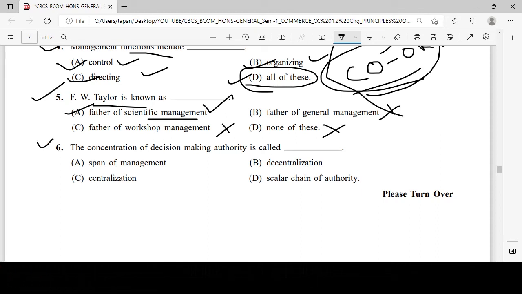Number 6. The concentration of decision making authority is called centralization. Mind it, its concentration is called centralization. You have to remember it. Scalar chain is a different part. Span of management is a different part. And decentralization is the opposite of centralization.